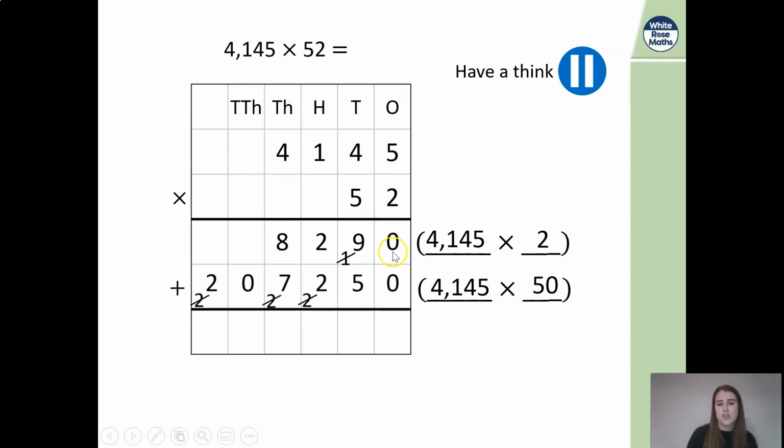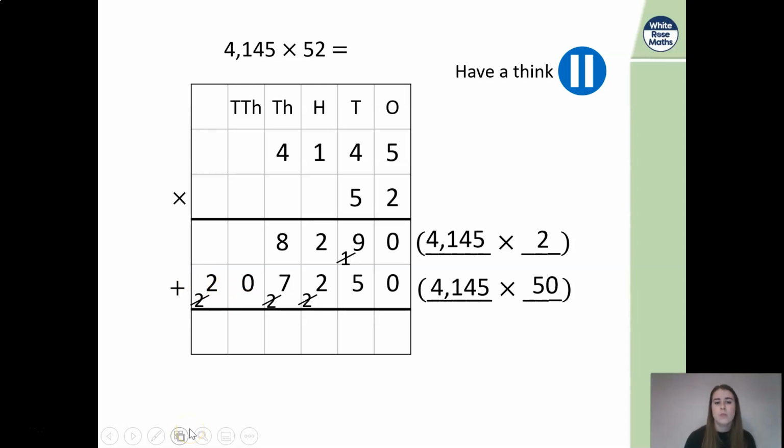The next one here, we make sure we've got to add our zeros. We do 5 times 5 is 25, so we've carried the 2. 4 times 5 is 20. Add that 2 is going to give us 22. 1 multiplied by 5 is 5. Add this 2 here, gives us 7. 4 multiplied by 5 is going to give us 20.